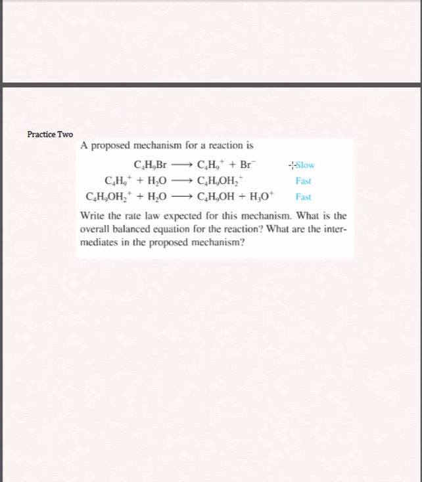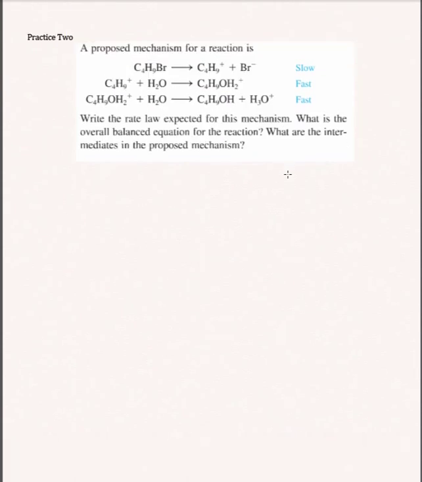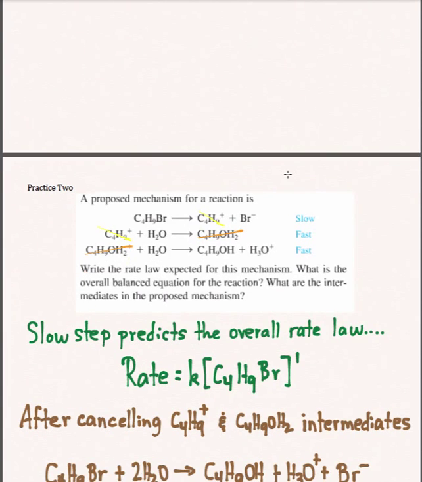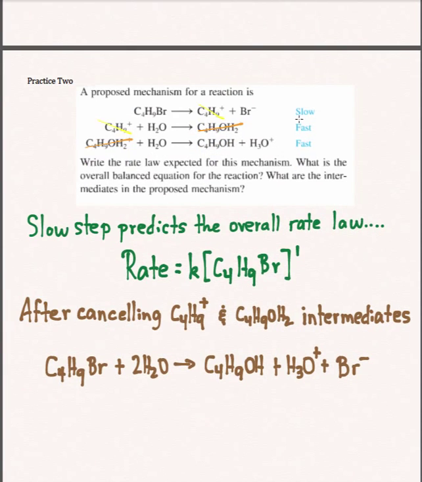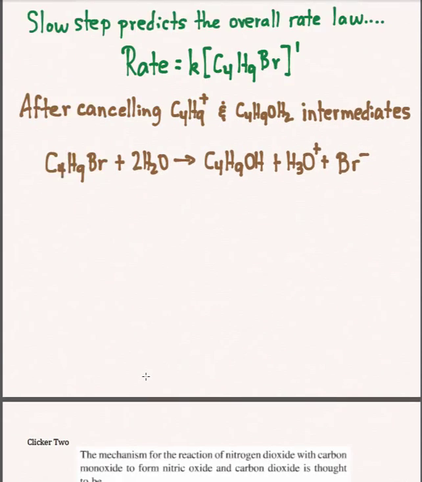The slow step, whichever one is slow, sometimes we're told which one is slow, or which one we think is slow, the slow step always determines the overall rate law. Oh, there I canceled them. So if I have a slow step, or if I'm told a slow step, or if I can figure out a slow step, that reactant or reactants in the slow elementary step determine the overall rate. So the rate must be some constant times C4H9Br to the first power. Oh yeah, I had those intermediates which I canceled, and I wrote down my final equation there, which is sometimes handy to know.